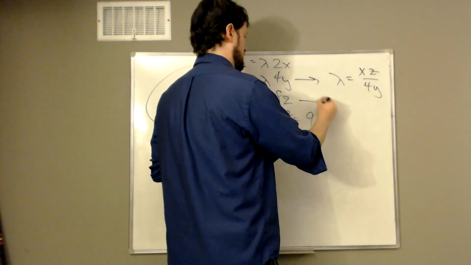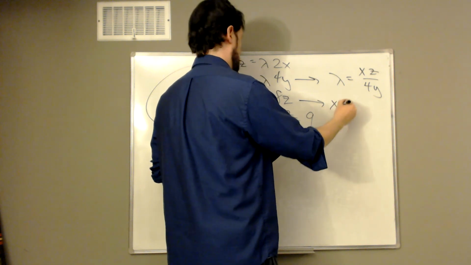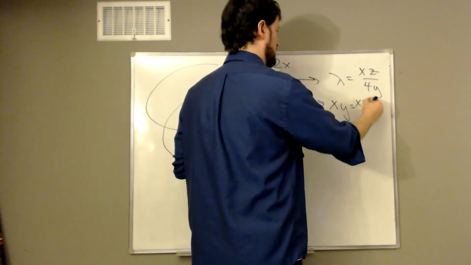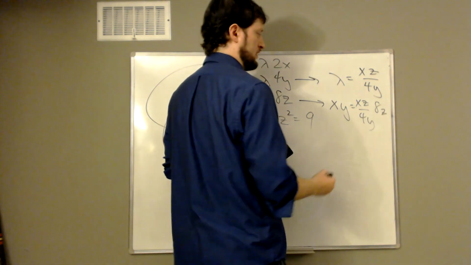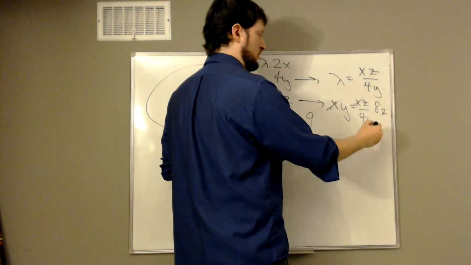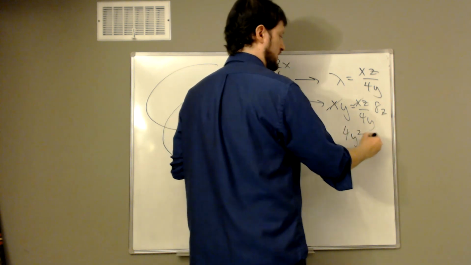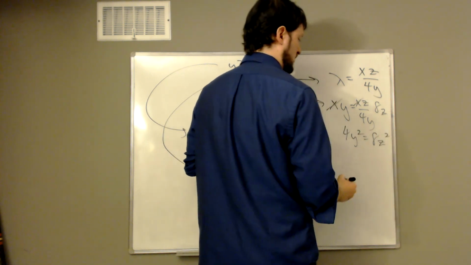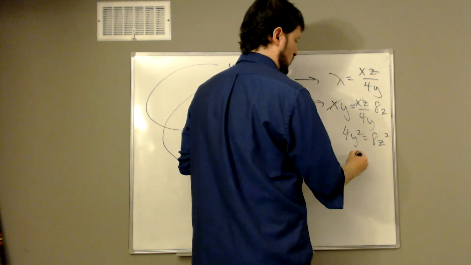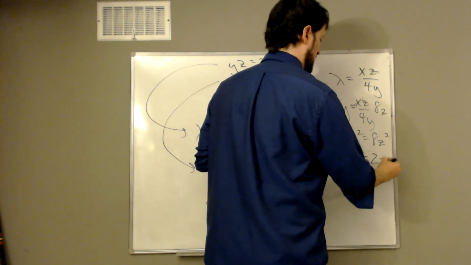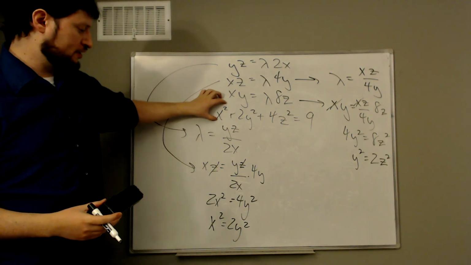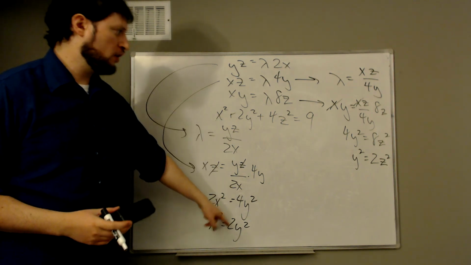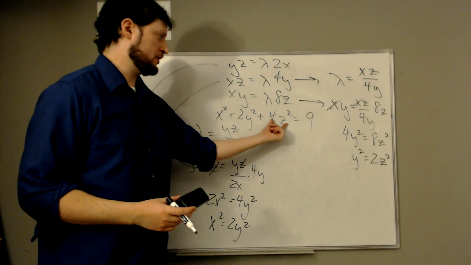And so that this becomes x, y is lambda, which is xz over 4y, times 8z. And then we see what happens. The x's cancel, and I get 4y squared is 8z squared, which tells me that y squared is 2z squared. Which means that now I can take x squared and turn it into y. I can also take z squared and turn it into y.